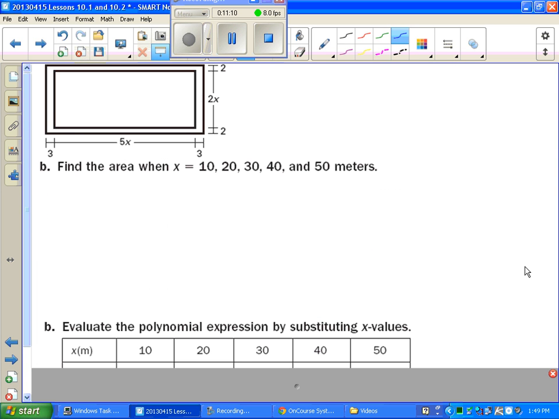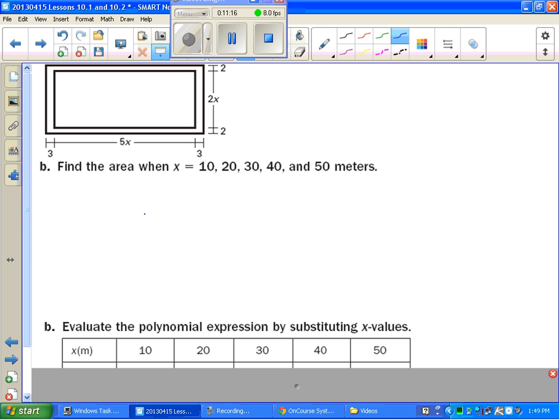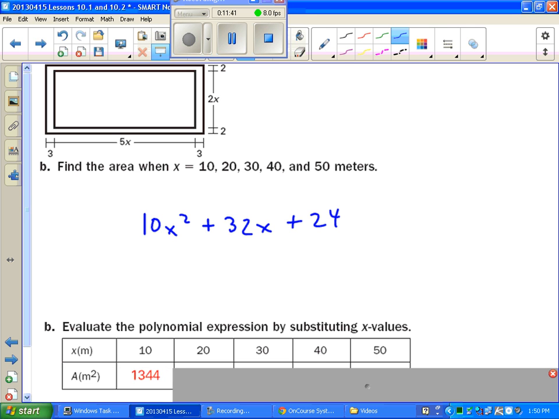Last part says find the area when x equals all of those values. Well, we know we have 10x squared plus 32x plus 24. And then all we need to do is plug in each of those values. 10 squared will be 100 times 10 will be 1,000, plus 32 times 10 is 320. So 1,320 plus 24, it's 1,344.